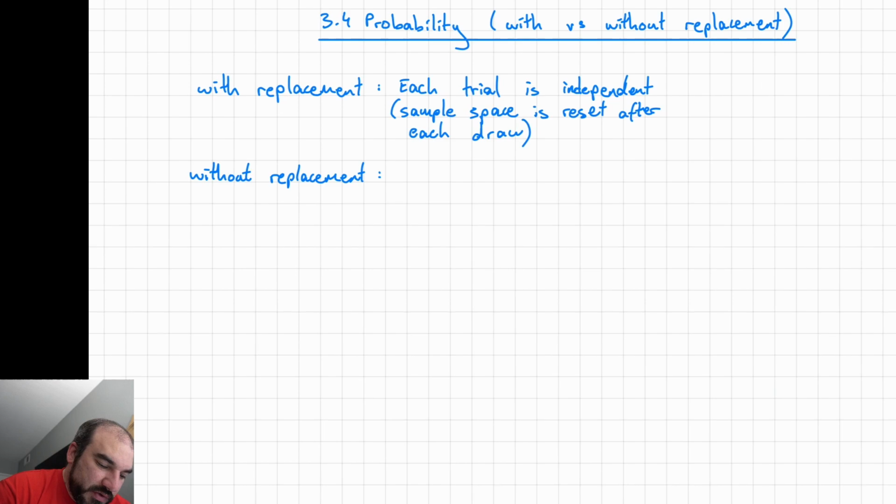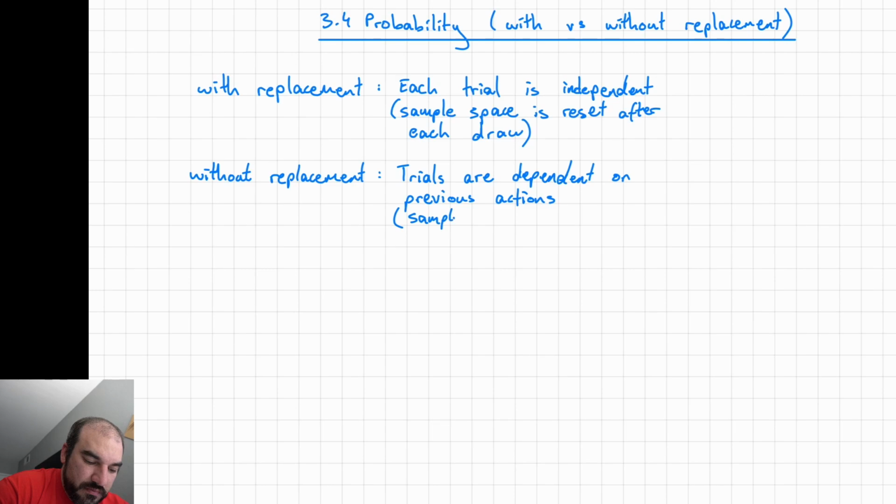So on this one, trials are dependent on previous actions. Also, the sample space changes after each draw.